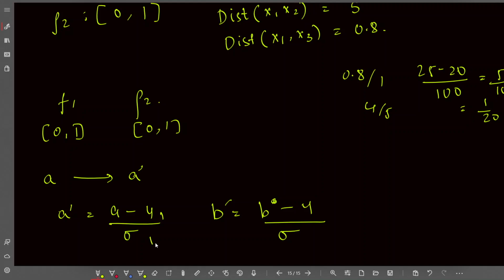Let's call these mu1, sigma 1, and mu2, sigma 2. What is mu2? Mu2 is the mean of all the values of feature 2, and sigma 2 is the standard deviation of all the values of feature 2. So that's how you transform your data set into a similar range of values so that they can be compared in a better manner.